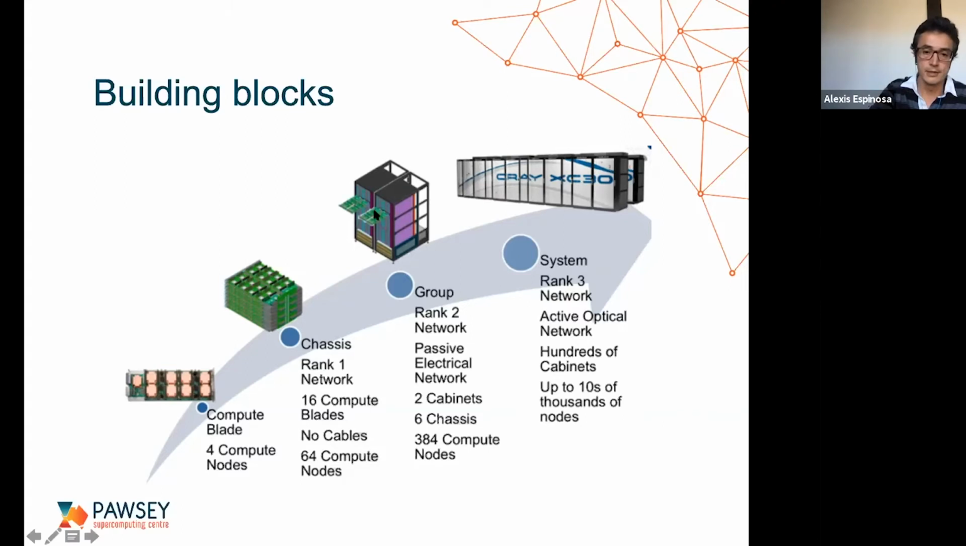These chassis are grouped together in what they call a group, and then bigger and bigger systems build up together. But the point is, in this blade, at least for Magnus, you have these 4 computers in a single blade, or what we call nodes. And that's the basic unit of these supercomputers, the nodes.